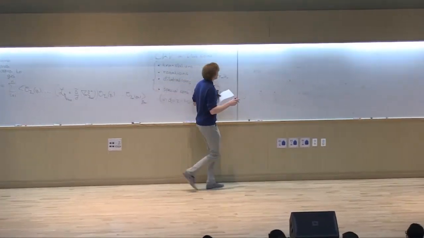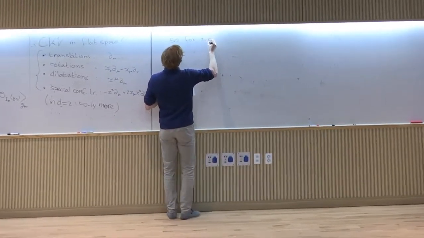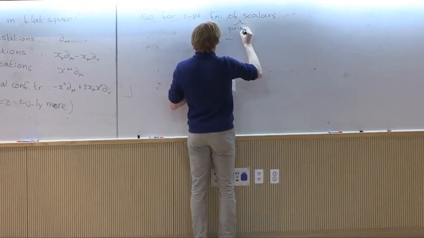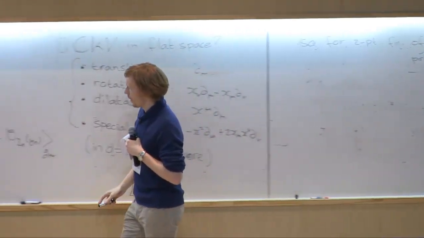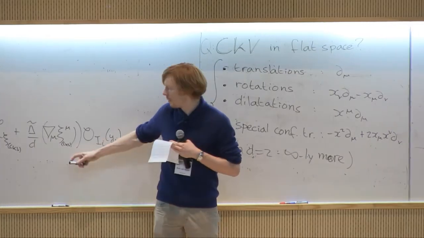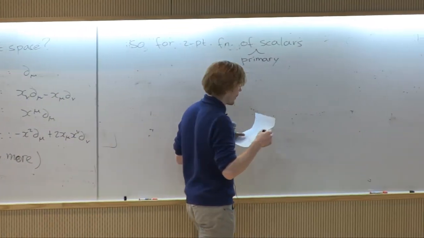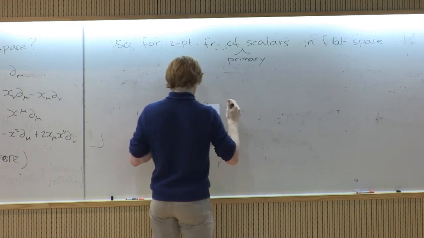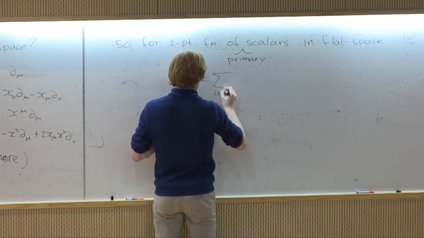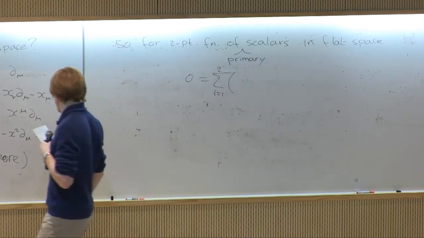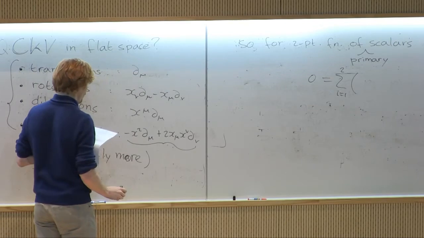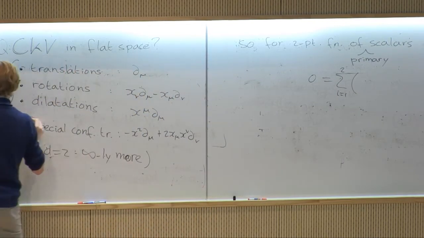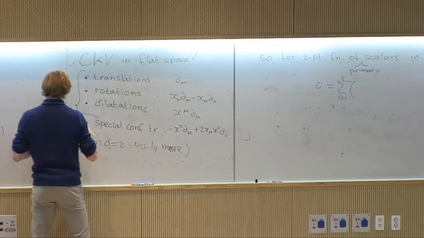For now, let's just check for the two-point function of scalars. And I should now say that these are primary scalars, because otherwise this term here would be wildly different. But if they're primary, this is the right term. So the two-point function of primary scalars in flat space, as usual. We have to check the invariance under this special conformal Killing vector field. Let me call this Killing vector field psi, special conformal transformation.